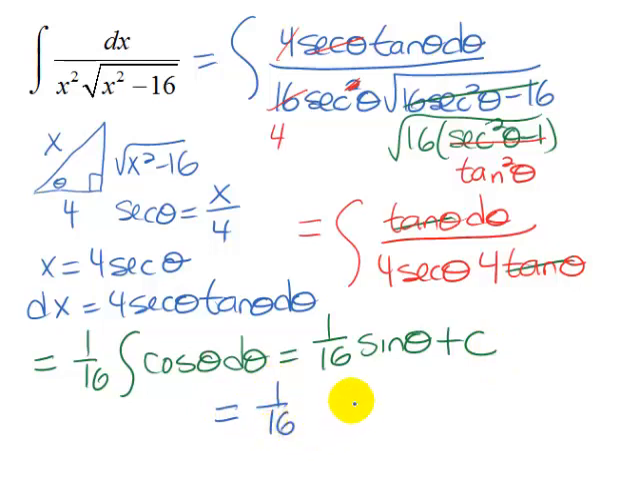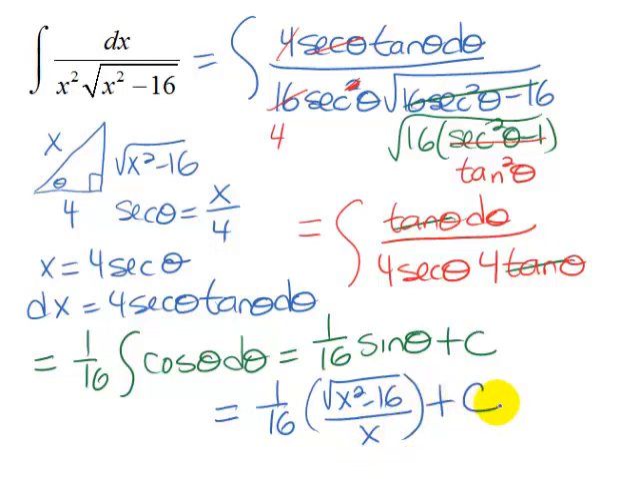So we have 1/16, and sine theta, going back to my triangle, sine is opposite over hypotenuse, so square root of x squared minus 16 over x plus a constant.